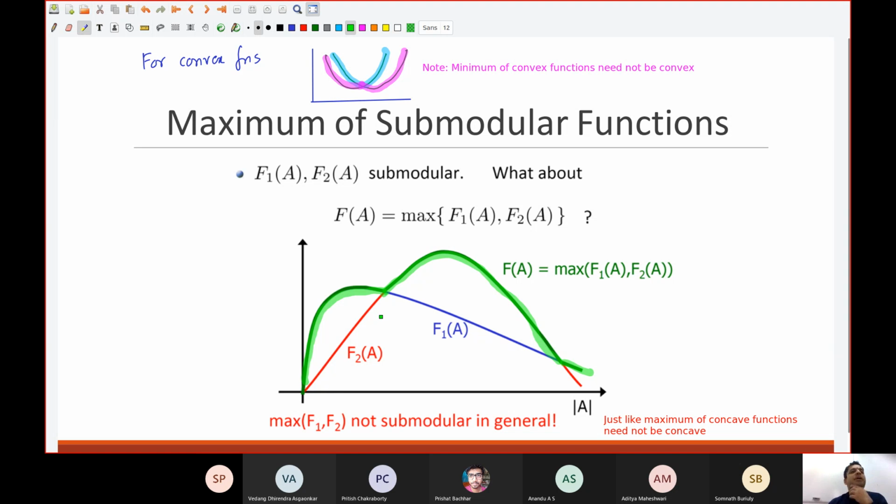So what might you be tempted to say? What would be your immediate temptation? They look like diminishing returns, so their max is not. They are like concave, so obviously their max is not expected to be submodular. Max of two submodular functions. Do you think the min of submodular functions will be submodular? How many of you feel the min of submodular functions will be submodular? You feel great. Any other show of hands?